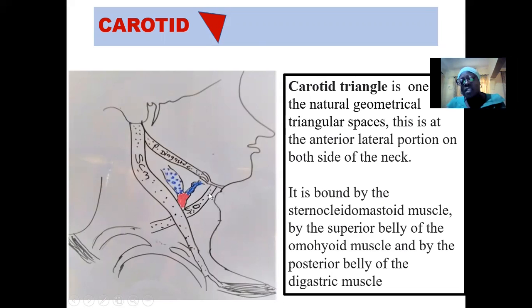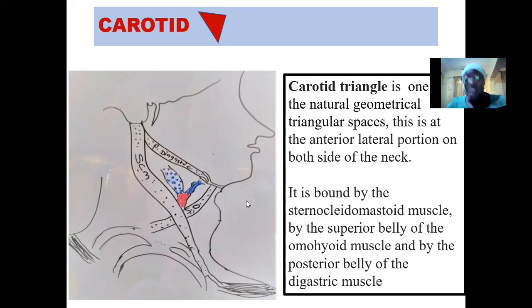Then we have the inferior border that is formed by the superior belly of the omohyoid muscle. The omohyoid muscle is a slender muscle that runs from the hyoid bone to the scapular notch. It is divided into 2 by a tendon. So there's actually a tendon in between, below the sternocleidomastoid, that divides this long muscle into 2. So it has a superior belly and an inferior belly. It is the superior belly that forms the lower border of the carotid triangle.